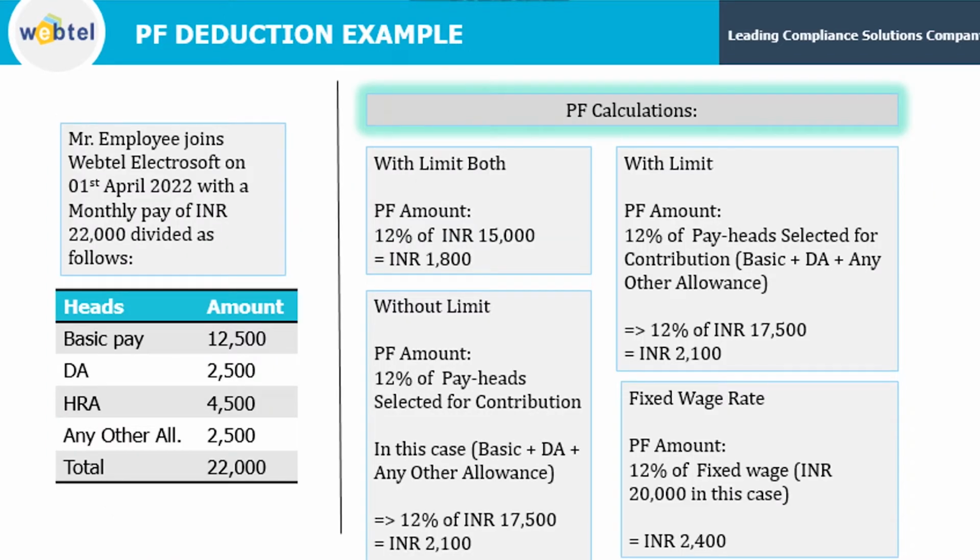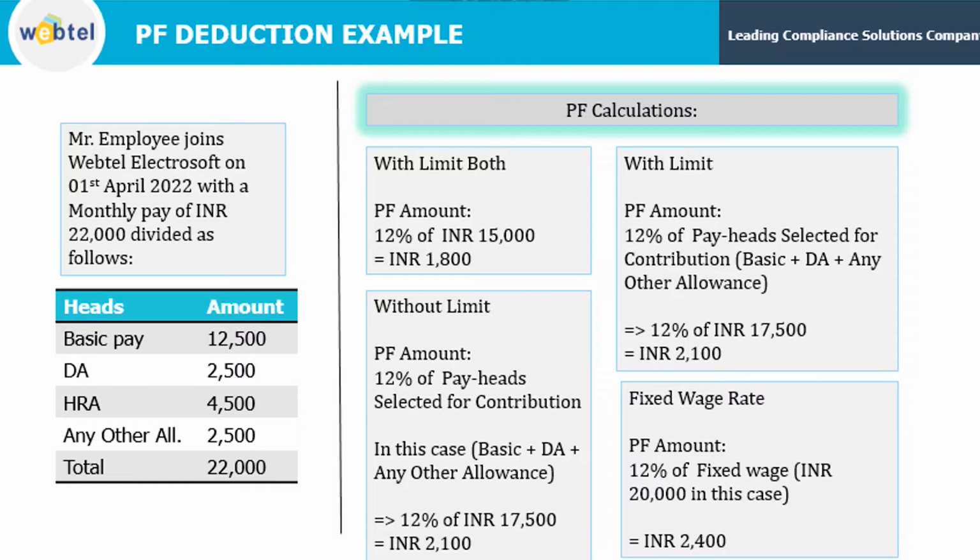Here I have taken an example of different cases of PF deduction with the same salary amount as mentioned in the table. As you can see, basic pay is 12,500, DA 2,500, HRA 4,500 and any other allowance 2,500. But the PF calculation for all the cases is different. First case is with limit both. PF is arrived at 12% of 15,000, that is 1,800.